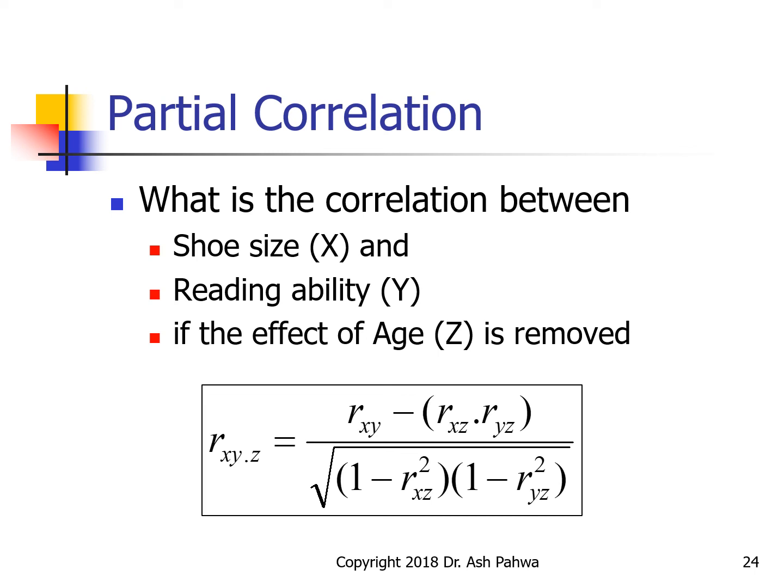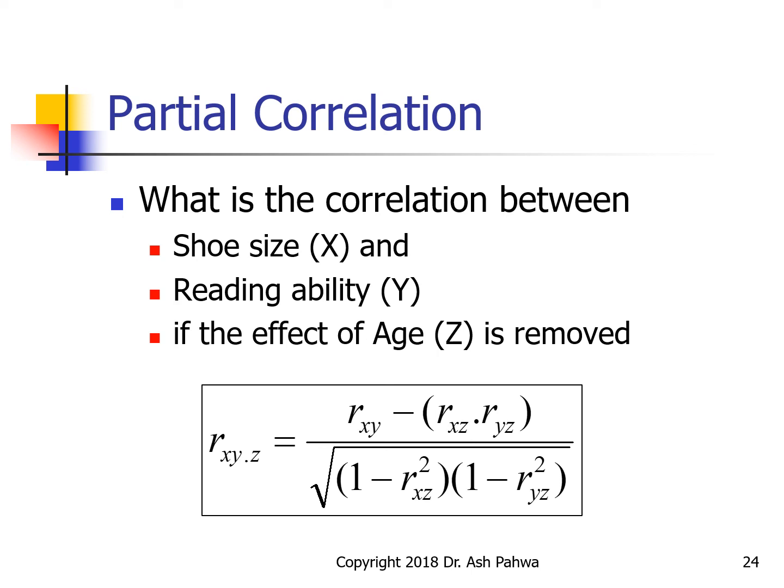So partial correlation, which is rxy dot z, is defined as the correlation between x and y minus the product of the correlation between x and z and y and z, divided by the square root of 1 minus the correlation of xz whole square, multiplied by 1 minus r, which is the correlation between y and z whole square. So this is the number that we are really after. This would be the true correlation between shoe size and the reading ability.